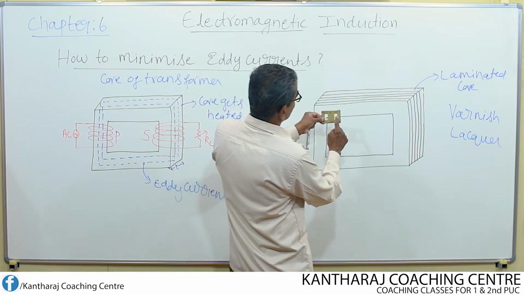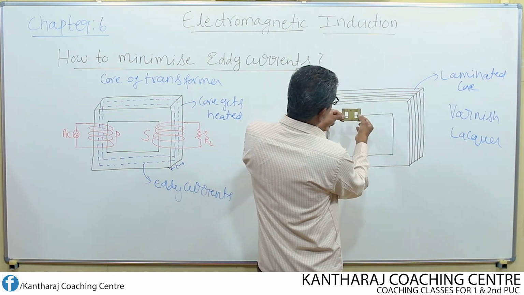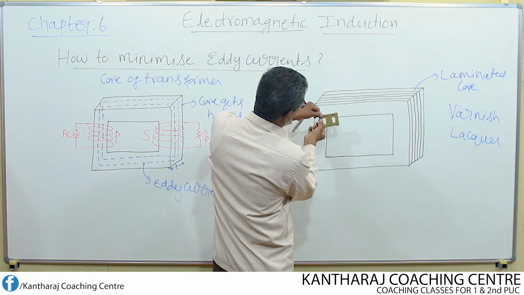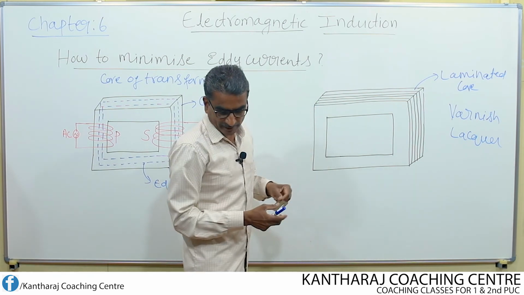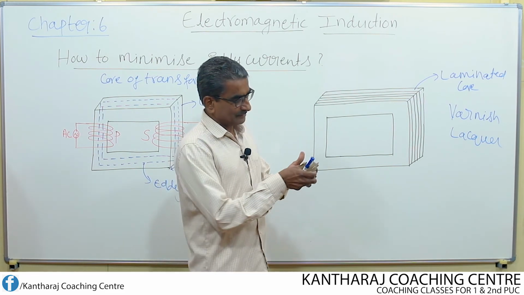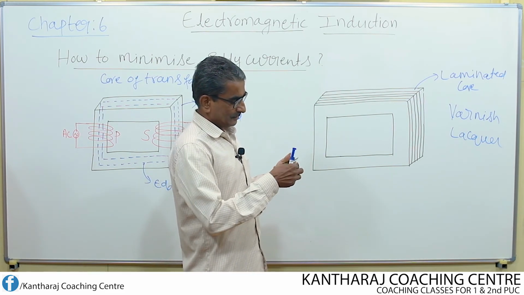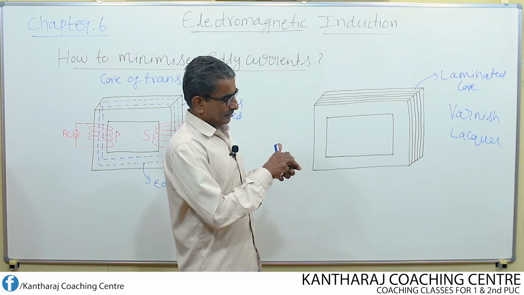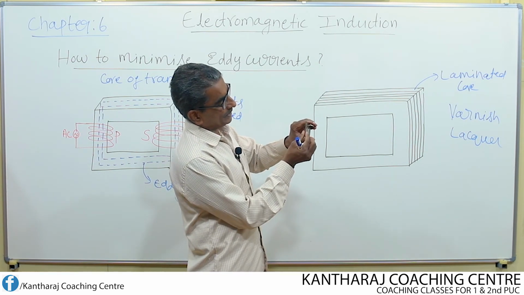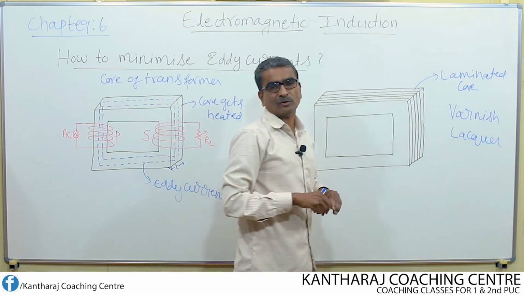Now we get two arms, one arm and another arm. To this arm we wind one coil, nothing but the secondary, and to this arm we wind another coil, nothing but the primary. So a bundle of plates is kept like this. Now it becomes a bundle of plates, which is nothing but a laminated core.